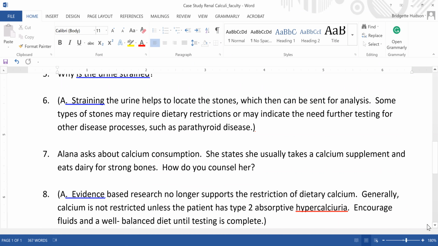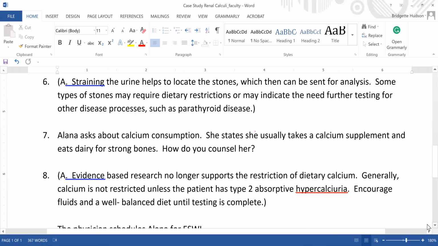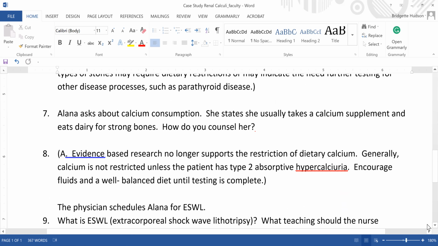So unless they have some type of hypercalciuria, so basically high calcium in the urine. I think that was it. The ESWL, so what is it? The extracorporeal shockwave lithotripsy.